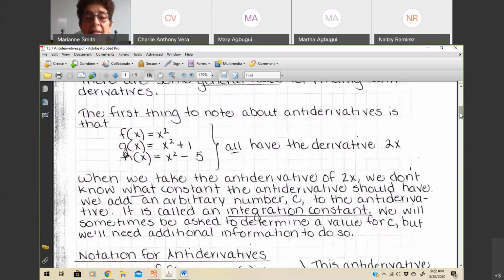Okay, let's take a look at some notation for antiderivatives. Again, this is an introductory section, so a lot of what we're going to be talking about today is definitions and notation and some rules. And what I'm going to do in between each segment is give you the opportunity to play with the concepts. So don't worry, we're going to take our time.